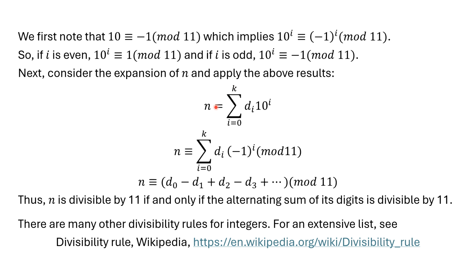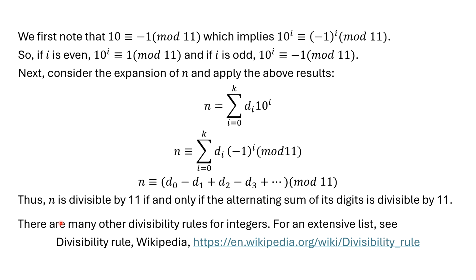So as we did with the previous problem, we can write n this way here. And then we can write this mod 11, just plugging this into here. We have that, and so n is congruent to d sub 0 minus d sub 1 plus d sub 2 minus d sub 3. Basically, when you have the odd indices, you're getting a negative because of this here, and when you have the even indices, you're getting 1. So it works out like this. Thus, n is divisible by 11 if and only if the alternating sum of its digits is divisible by 11.